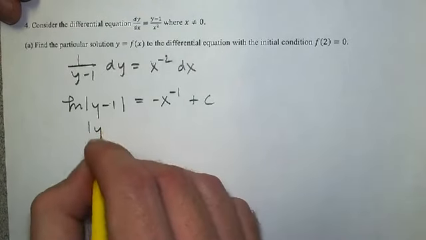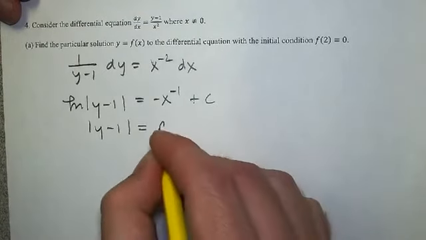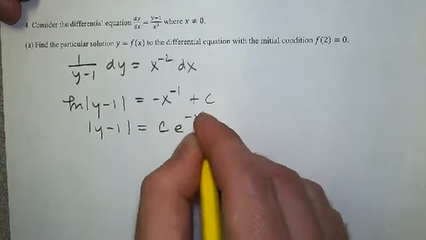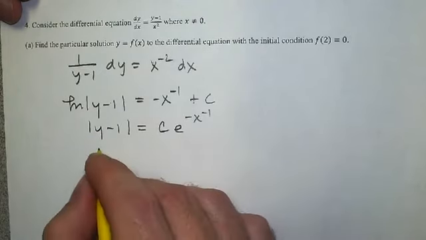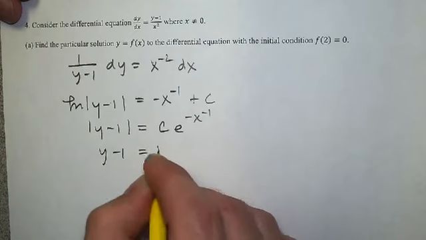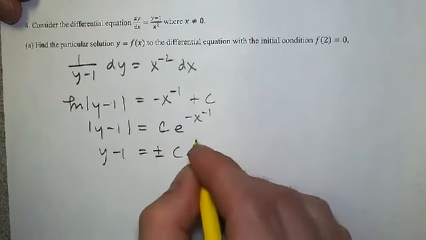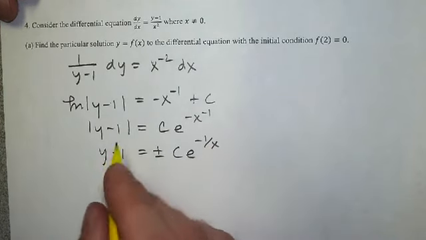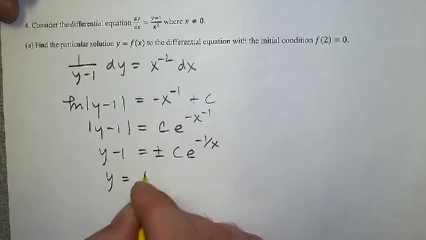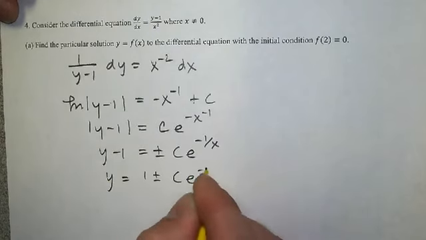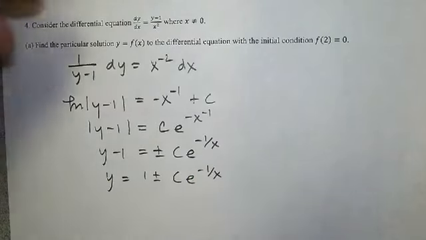But a negative x to the negative 1, then plus c. Okay, I'm going to get rid of the log. C e to the negative x to the negative 1. Y minus 1 equals plus or minus c e to the negative 1 over x. Y equals 1 plus or minus c e to the negative 1 over x.